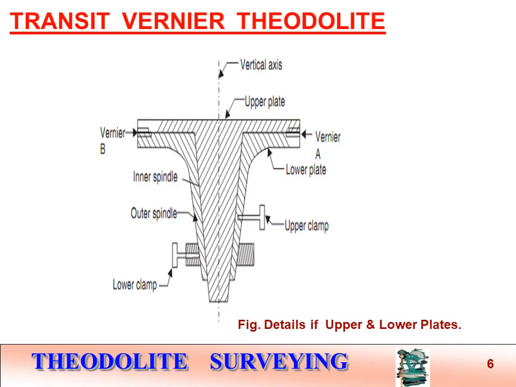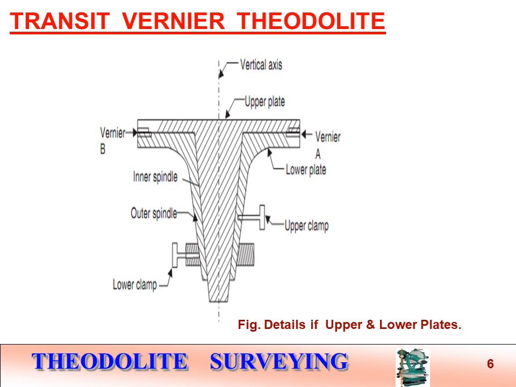So in this slide you are going to see the upper plate and lower plate assembly, which is used for measurement of horizontal angle, wherein vernier A and vernier B are provided. Whenever we are going to use this particular lower plate as well as upper plate assembly for measurement of angles, first of all we are supposed to set vernier A to 0 degree and B to 180 degrees, so that it is possible to start the measurement of horizontal angle.